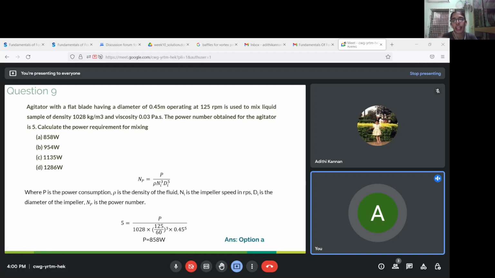So given the fluid properties, the impeller dimensions, and the speed at which it is rotating, you can actually find out how much power is required to enable the mixing of that particular liquid. So the answer to this question is option A.